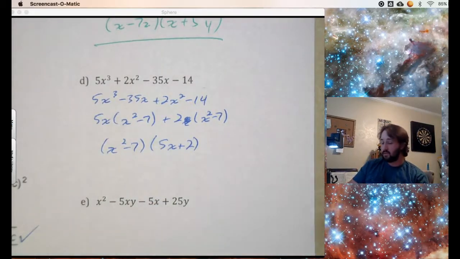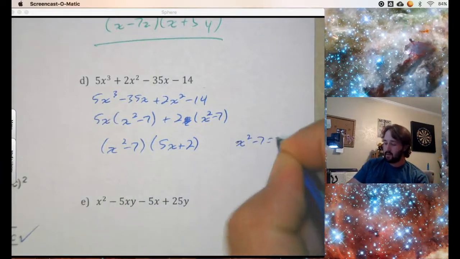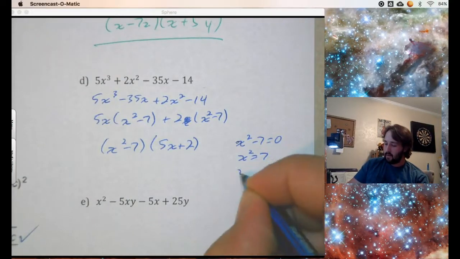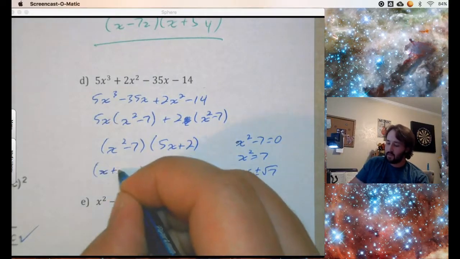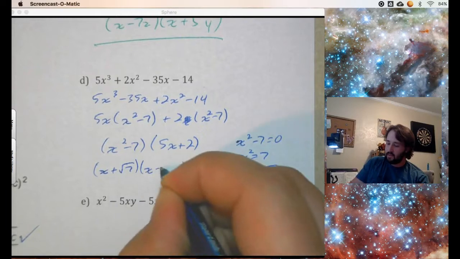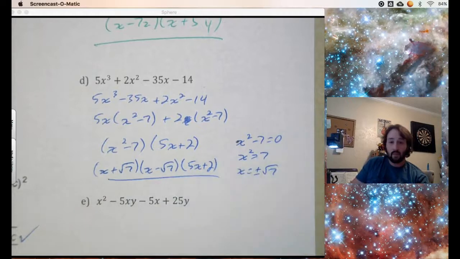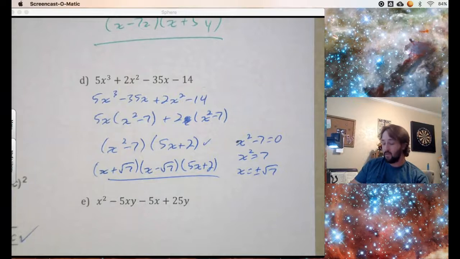Something else Apex may do, they may take this factor right here, this x squared minus 7, since you can technically solve it, and you would get plus or minus root 7. They may factor that more. So they may say x plus root 7 and x minus root 7 times the 5x plus 2. That may be what they say is factored completely. They could also say that, so just be careful. The reason I took it off to the side right here is because we have an x squared, and if we have an x squared, we know we're going to get two solutions out of that.